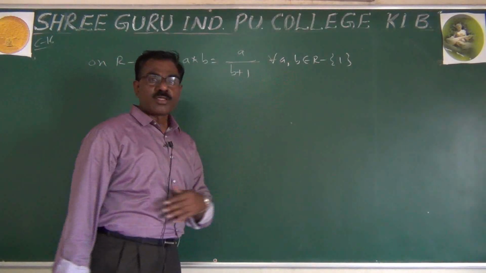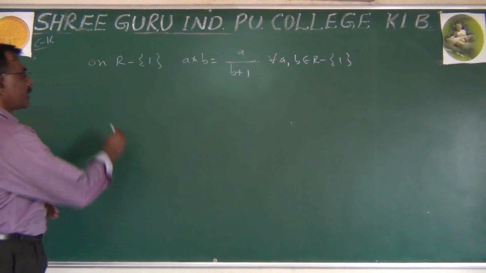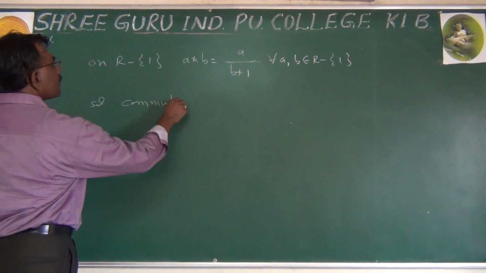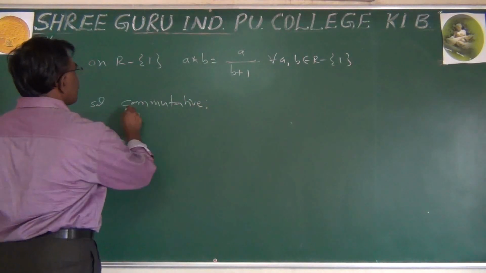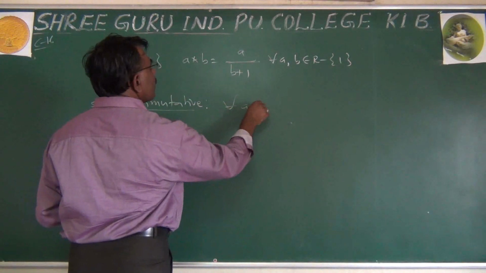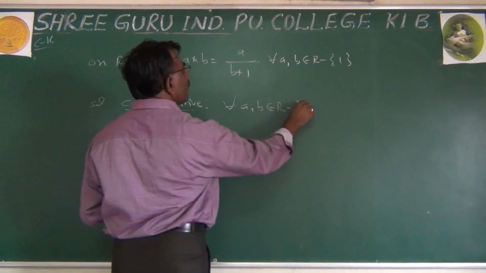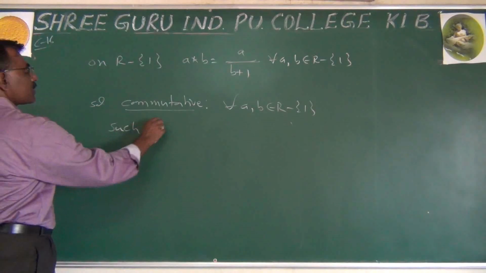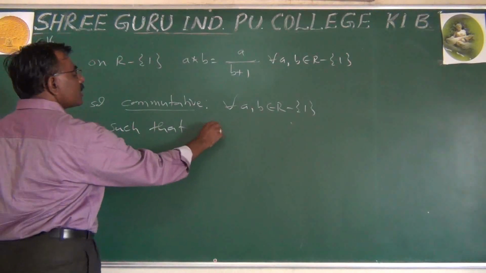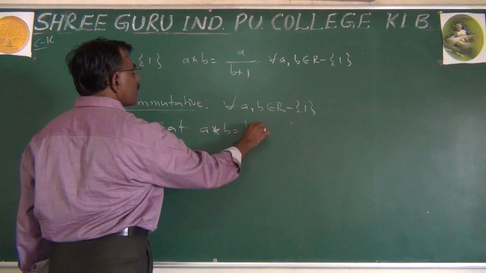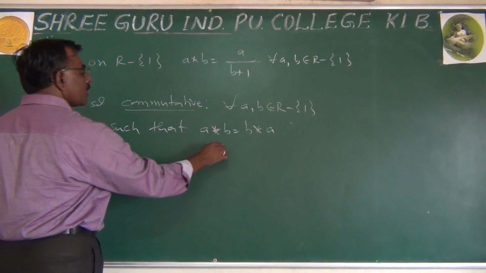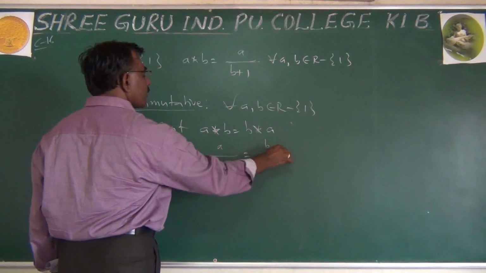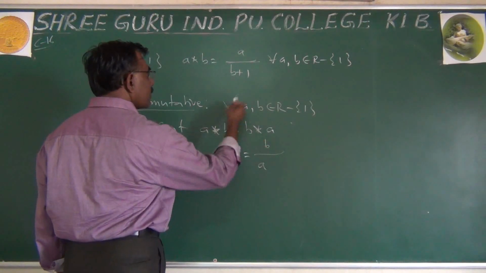For all a, b belongs to R other than 1, check commutative. What is the formula? a star b should equal b star a. Here a star b is a by b plus 1, and b star a is b by a plus 1.